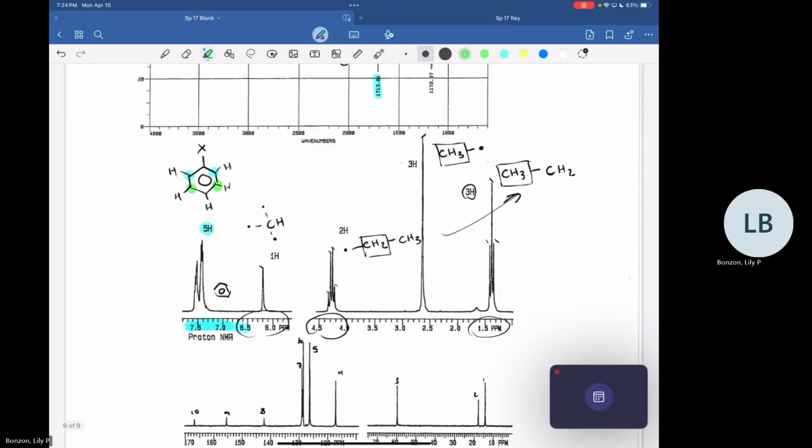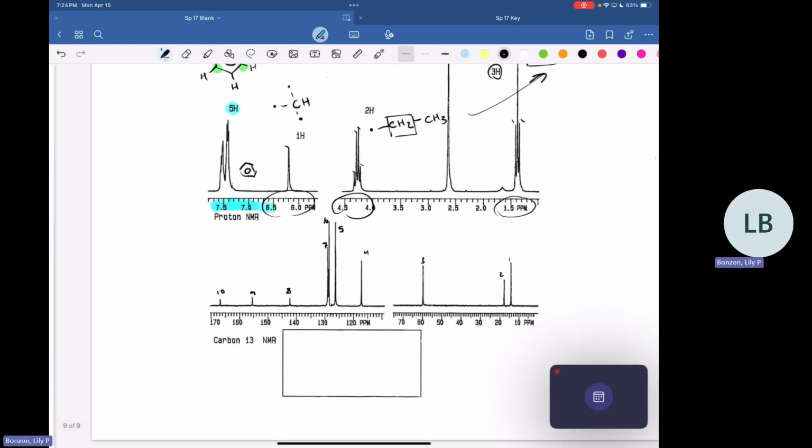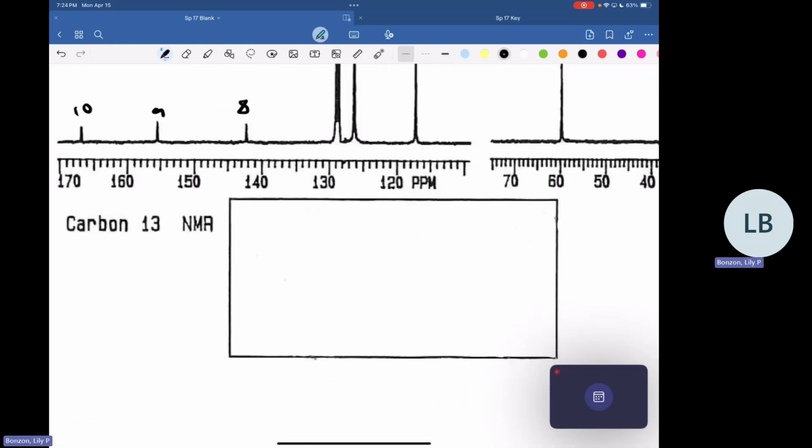Okay, so now we just got to put everything together. So we've got our benzene for sure.